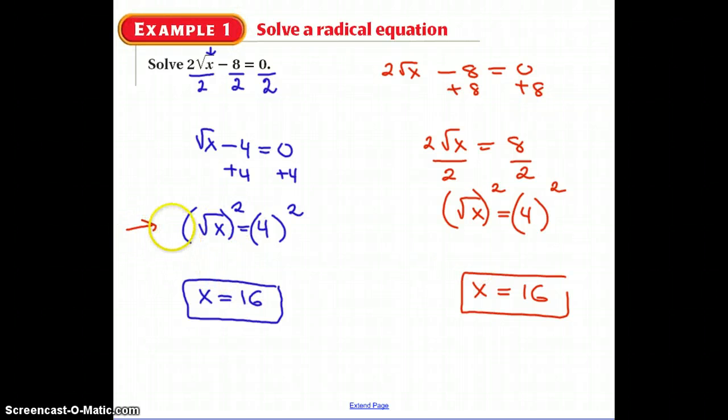This is the new thing right here. So once you isolate the square root of x, how do you get rid of the square root? You get rid of it by squaring both sides.